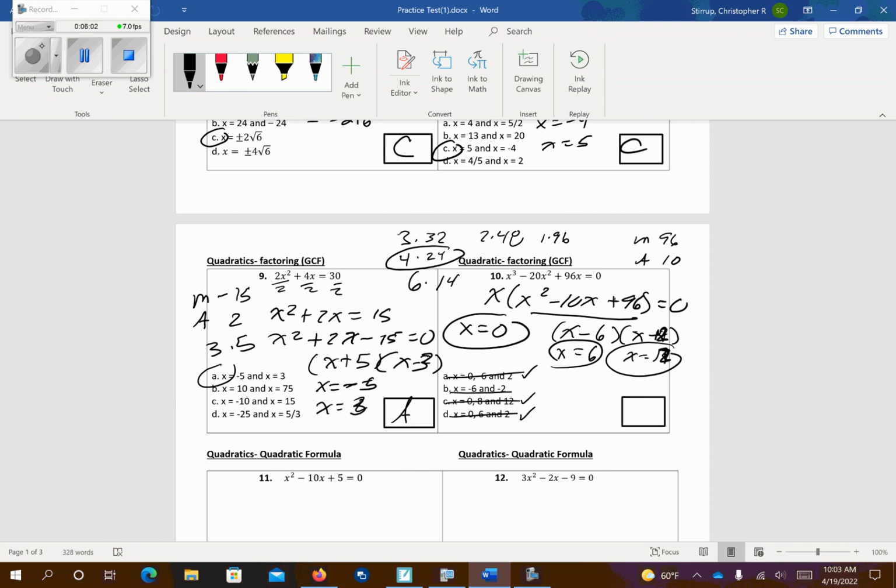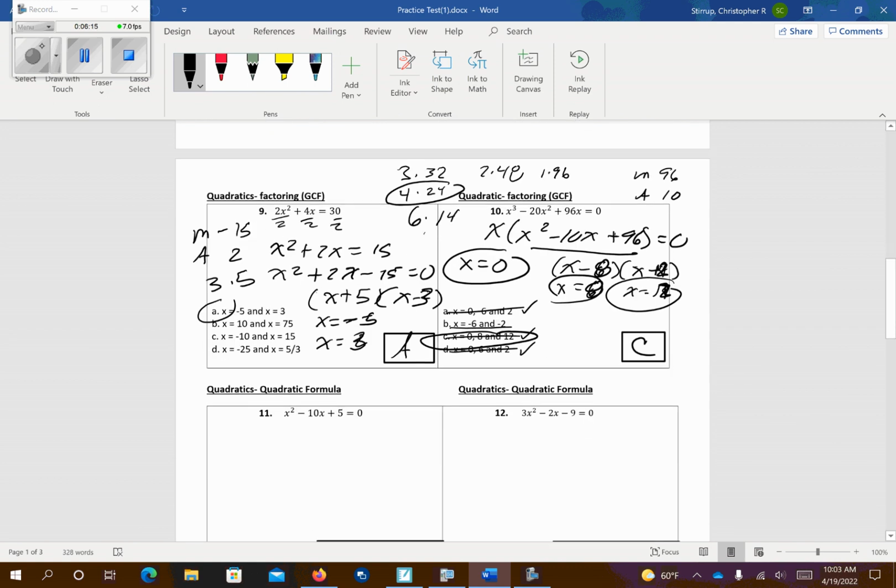Just the nature of the beast. Oh, actually, that would have been 8 and 12. So it would have been answer C. Boy, I really messed that up. I'm so sorry, guys. So realize my answers. That should have been 8 and 12. 8 and 12 would have worked. 6 and 14 didn't work.